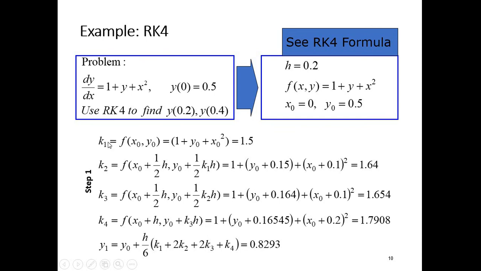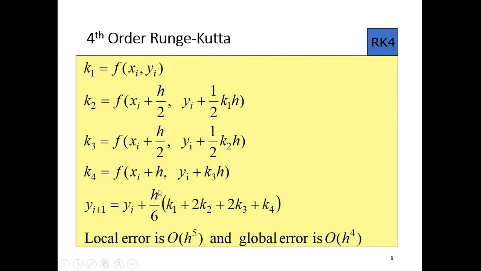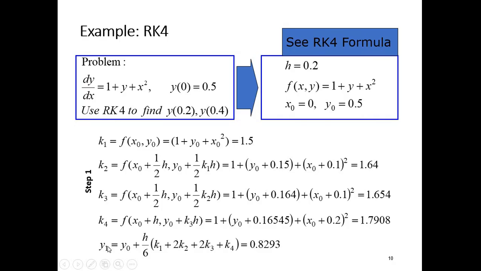1.7908. Now that you have computed K1, K2, K3, K4, you can then substitute in this formula so that you evaluate your y1. So y1 will be the same as y at 0.2, because you add your step size. So this will be y naught plus h over 6 times k1 plus 2k2 plus 2k3 plus k4.